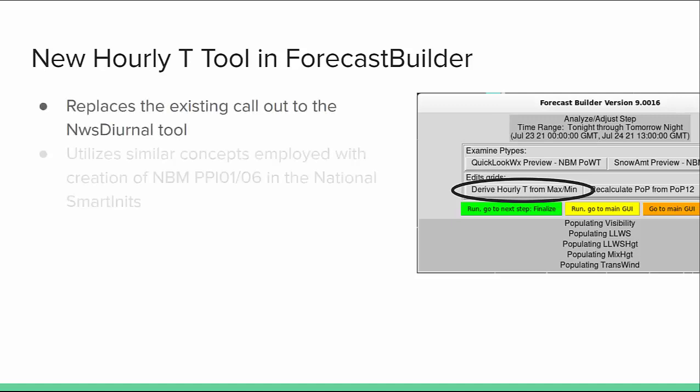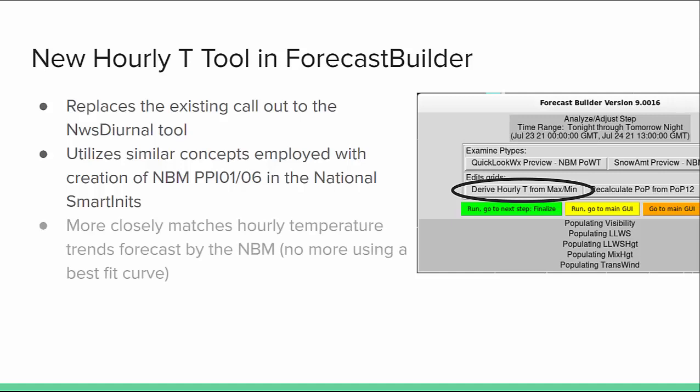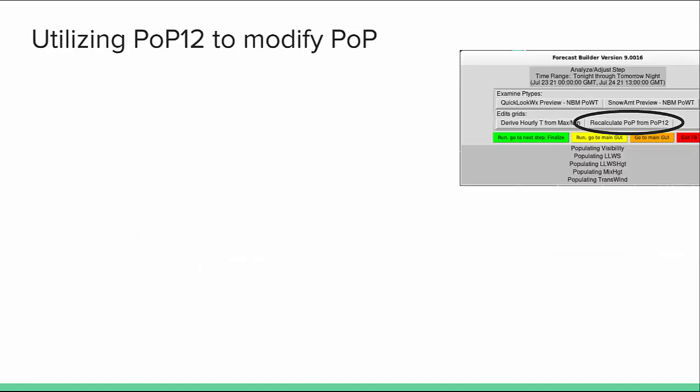So again, this replaces the existing callout, and how this works is we're applying a similar concept with the creation of the NBM PPI 01 and 06 in the National SmartInits. And what this does is it helps you to closely match your hourly temperature trends forecast by the NBM, and no more, again, using that best fit curve that would come with the NWS diurnal tool. And then the hourly temperature too will have an interpolation occurring every 3 hours after 30.